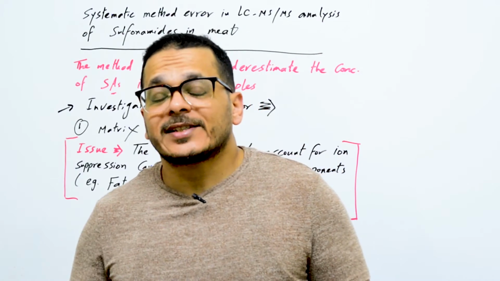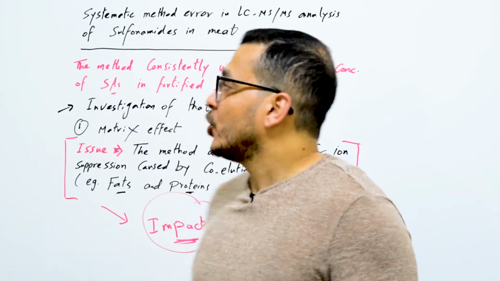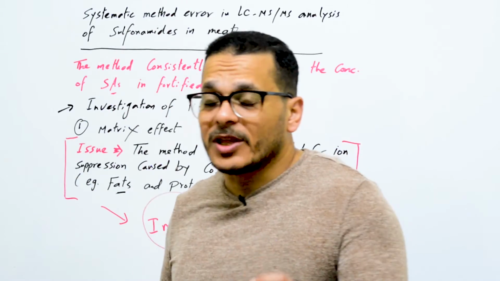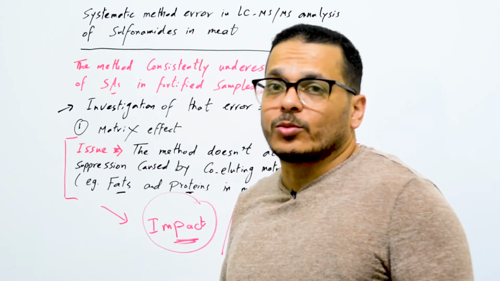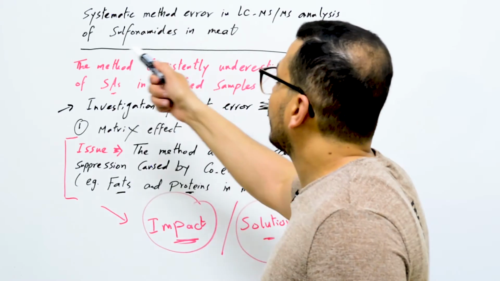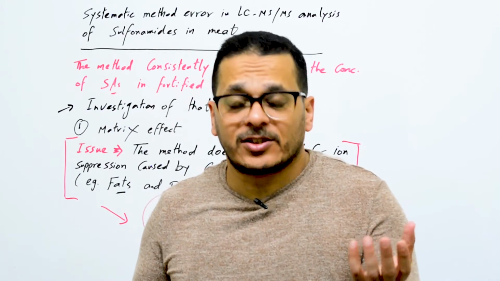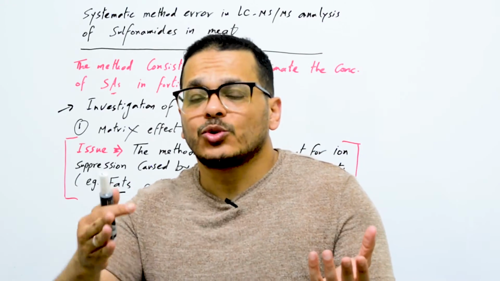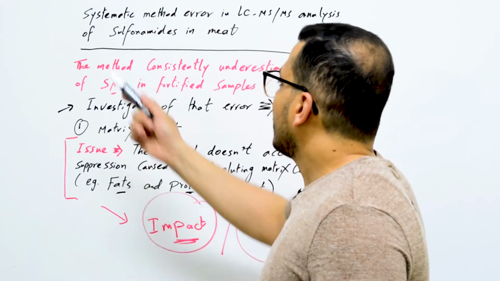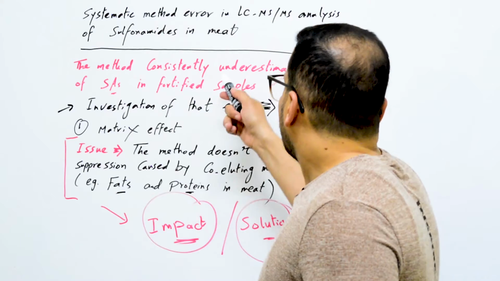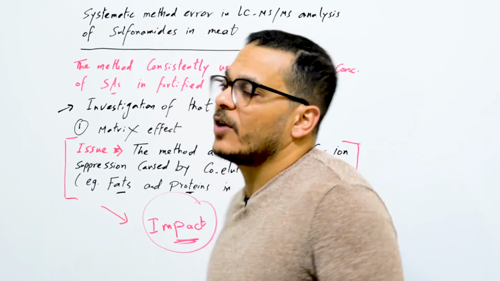In this lecture, I will explain a case study relating to systematic error due to systematic method error in liquid chromatography mass spectrometry analysis of sulfonamides in meat. You have a method for analysis of sulfonamides, veterinary drugs, in meat using LC-MS. The error was that the method consistently underestimated the concentration of sulfonamides in fortified samples.